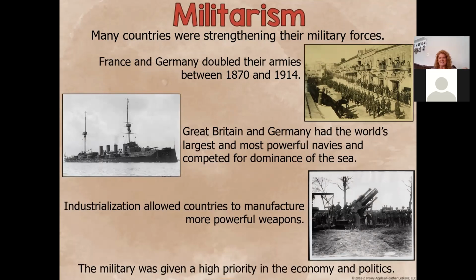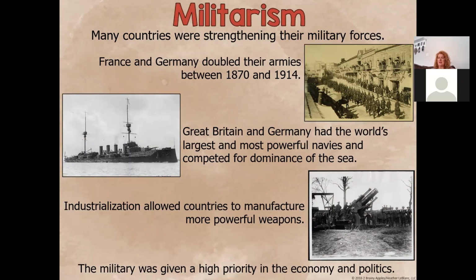I'm going to go through this quickly since most of you will be watching a recording and have the ability to stop it to take notes. So many countries get a lot of military strength at this time. France and Germany actually double the size of their armies. Great Britain and Germany have the world's largest and most powerful navies. So they dominate the seas with their military.